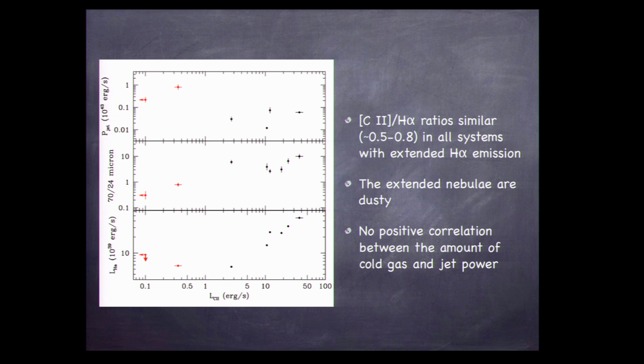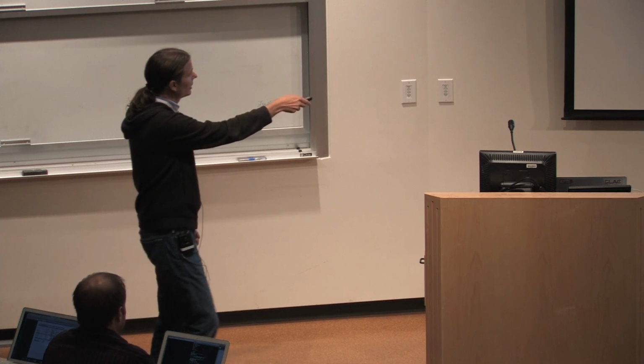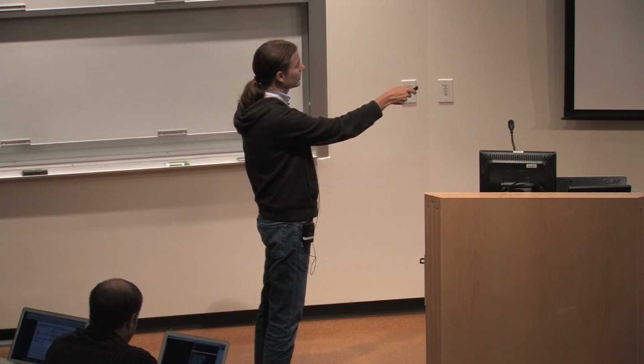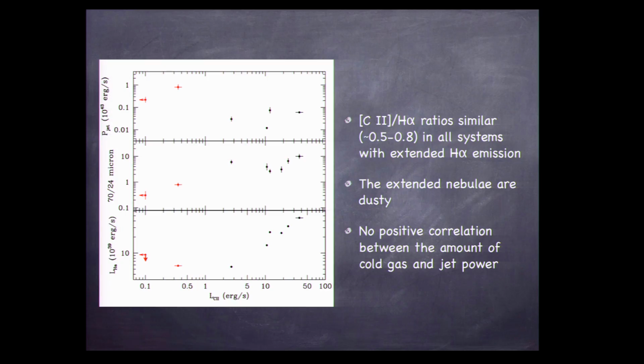The filaments are also dusty. The systems which do not have extended H alpha nebulae have only 24 micron emission, so only dust associated with stellar mass loss, but no true interstellar dust. These other systems have lots of dust, lots of interstellar dust. So all these filaments are dusty. And there is no correlation between the jet power and cold gas. So if you have more cold gas, you do not have stronger jet powers. Quite the opposite. Actually, the 2 systems in our sample which do not have cold gas have the highest jet powers.